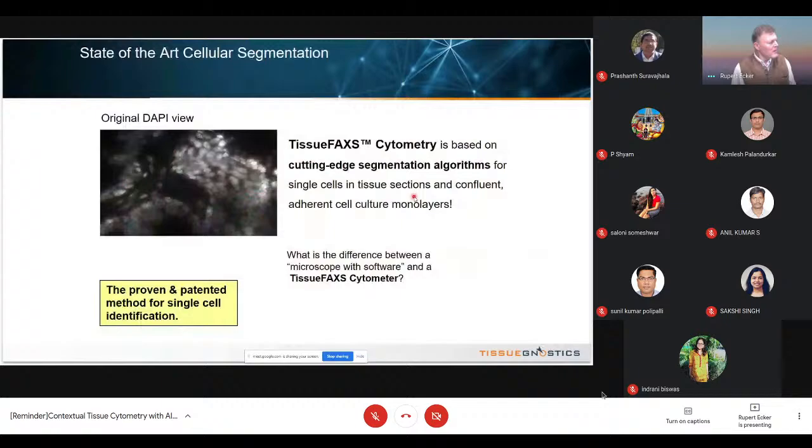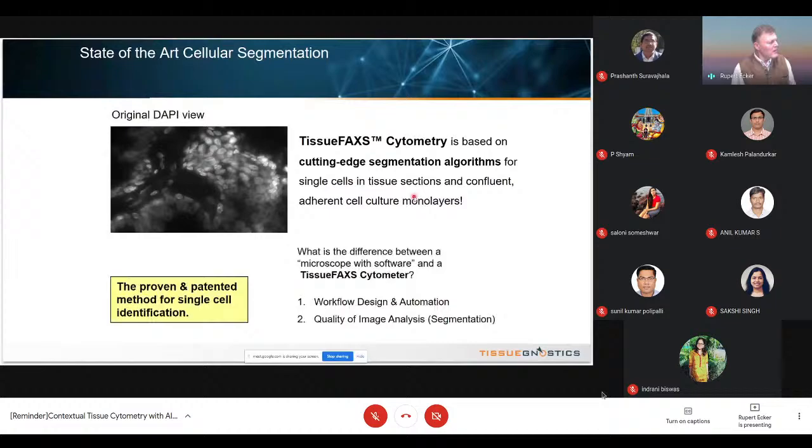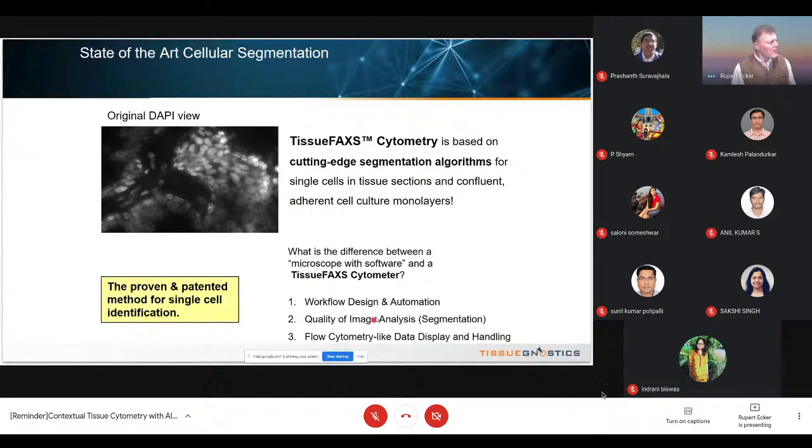Now, I have mentioned that TissueFox is based on hardware. The core of the hardware is a high-end Zeiss microscope from Carl Zeiss Germany. What is the difference between a Zeiss microscope with image analysis software and a TissueFox cytometer? There are two main differences. The first one is the workflow that we have designed and the degree of automation. The second one is the quality of the image analysis, in particular the segmentation. And this comes with this flow cytometry-like data handling.